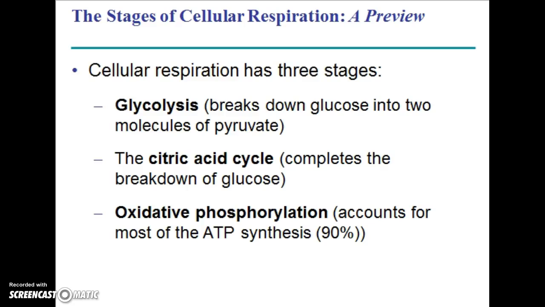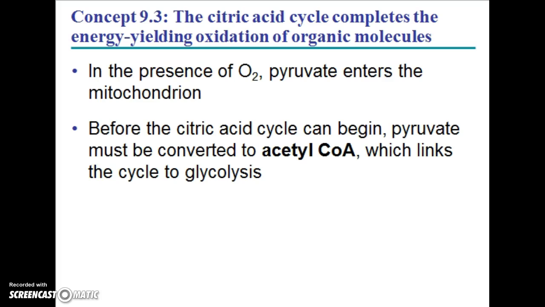Alright, Chapter 9, Part 3. In Part 2 we spoke about glycolysis, which is the first of the three stages of cellular respiration. In this one we're going to be looking at the citric acid cycle. Now the citric acid cycle, part of cellular respiration, will only occur if oxygen is present. If oxygen is not present, the pyruvates that we form during glycolysis will go into fermentation. So this will only happen if oxygen is present.